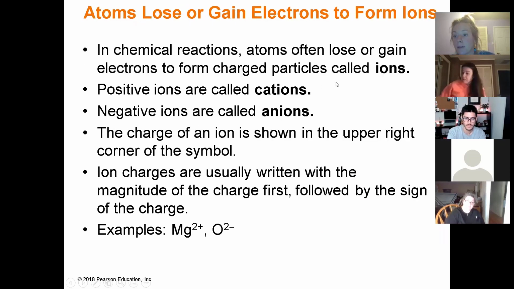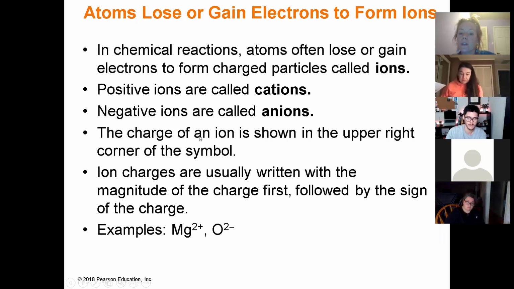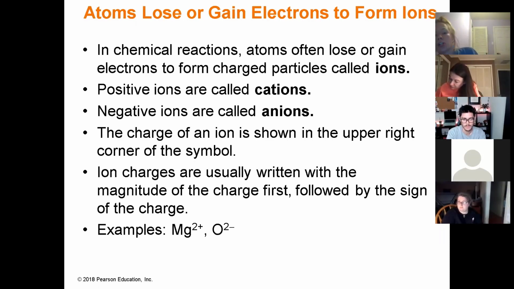We've already talked about these things called ions, which are charged particles. We have cations, which are positive, and anions, which are negative. The charge of an ion is always going to be shown in the upper right-hand corner of the symbol. So you write the symbol of the element, and if it is the charged version, and they're not always charged, it'll be in the upper right-hand corner like this. The proper format is to write the magnitude first and then the charge after it. So you'd write 2+, 2 minus.